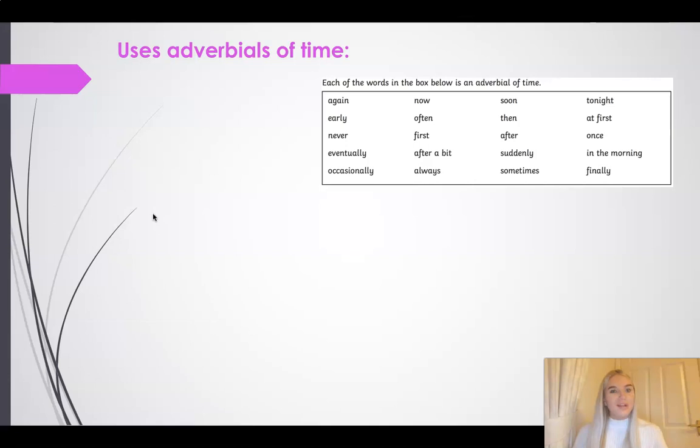Eventually would be something we're doing at the end. So maybe I could use after a while. Do you know any adverbials of time that I could use? Can you make a sentence? Pause the video and have a think.